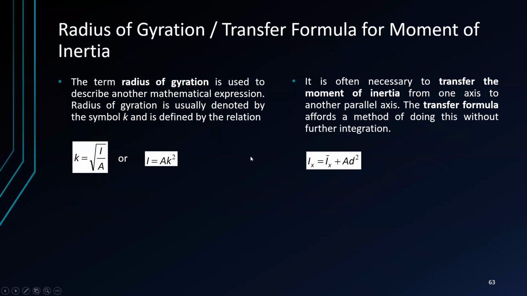Radius of gyration, transfer formula for moment of inertia. The term radius of gyration is used to describe another mathematical expression. Radius of gyration is usually denoted by the symbol K and is defined by the relation K is equal to the square root of I over A, or I is equal to A K squared. It is often necessary to transfer the moment of inertia from one axis to another parallel axis. The transfer formula affords a method of doing this without further integrations. I sub x is equal to I bar x plus A times d squared.